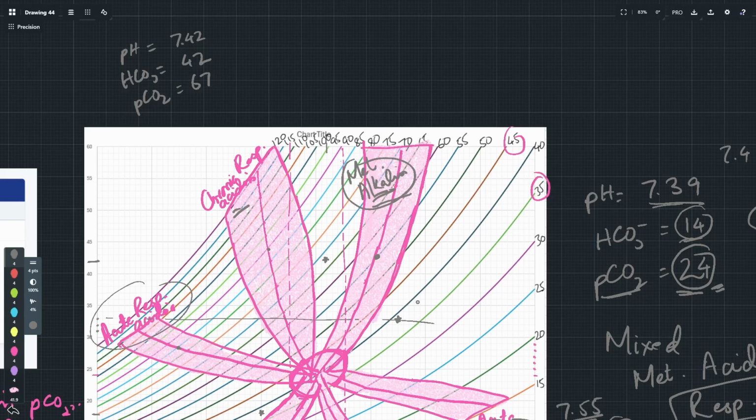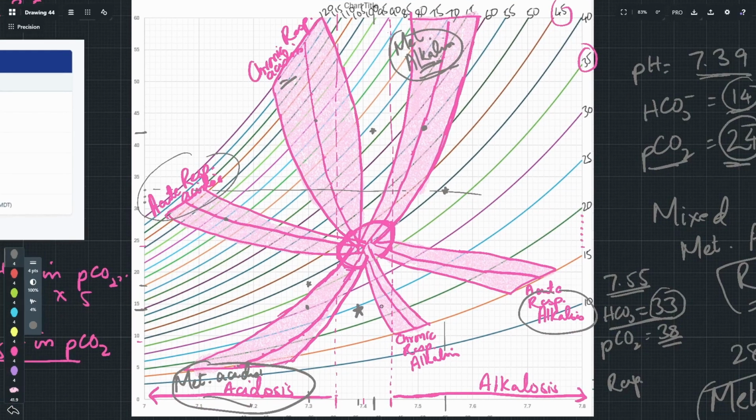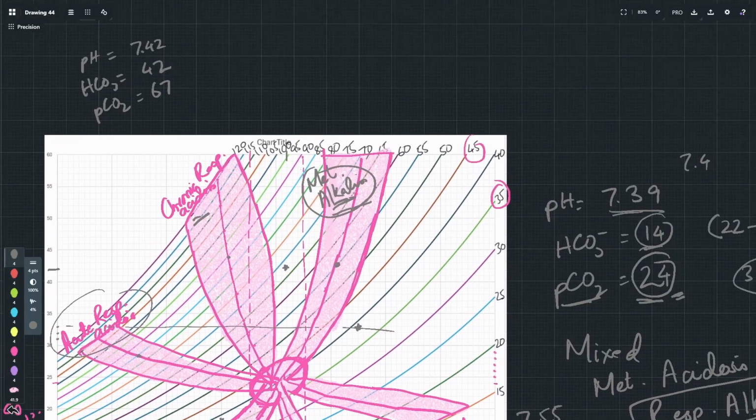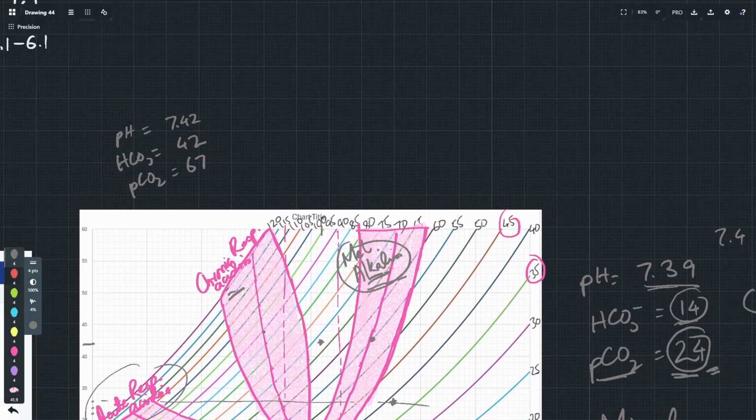Now this is going to really confuse you. Okay, first let me write the scenario here. And for this, I would give you a little bit more information. This is difficult. pH is equal to 7.42, bicarbonate is equal to 25, and PCO2 is equal to 40.